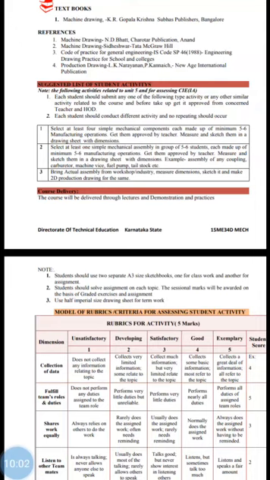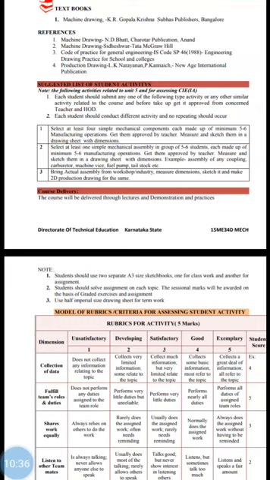dimensions. Then the second one is select at least one simple mechanical assembly in a group of 5 to 6 students. You have to select any one simple mechanical assembly in a group of 5 to 6 students, each made up of minimum 5 to 6 manufacturing operations. Get them approved by the teacher, measure and sketch them in a drawing sheet with dimensions. Example: assembly of any coupling, carburetor, machine vice, fuel pump, tailstock, etc.